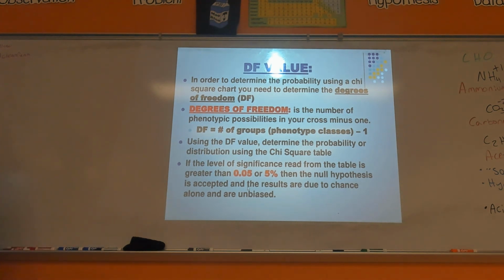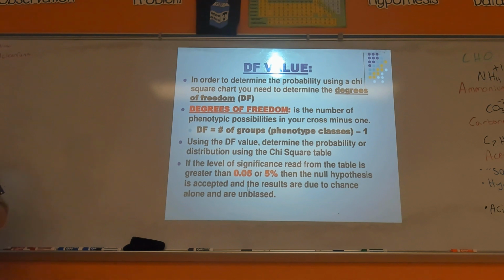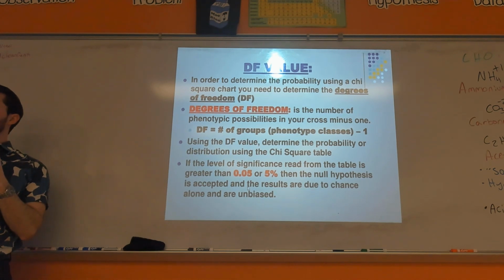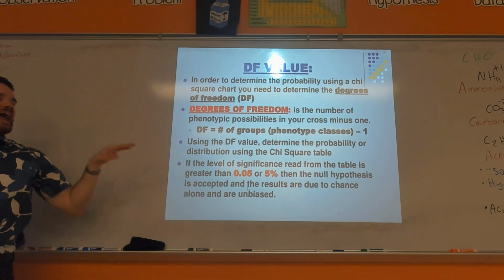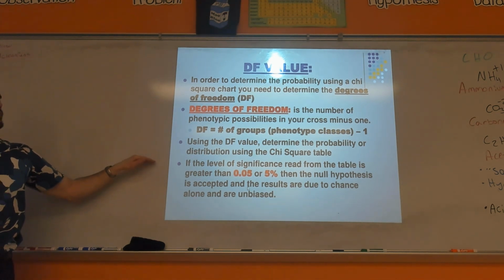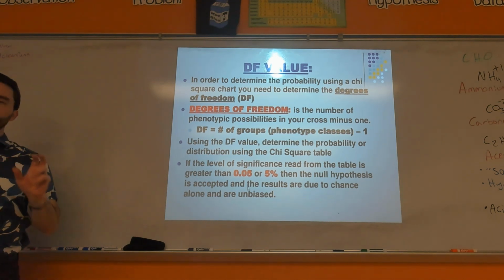So the degrees of freedom is the number of groups, and then for your genetics problems, we'll call it the number of your phenotypes minus 1. In other words, if you have 4 possible phenotypes, like if you're looking at a certain fly trait or comparing 2 genes, you would subtract 1 and you would have 3 degrees of freedom.